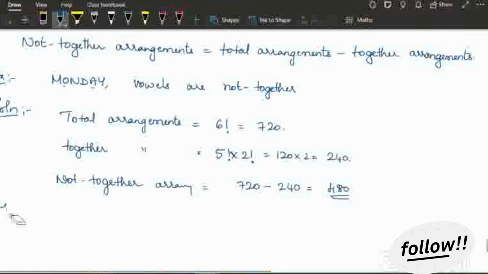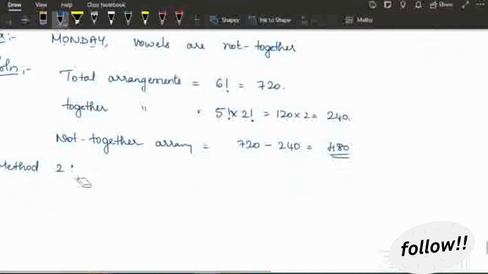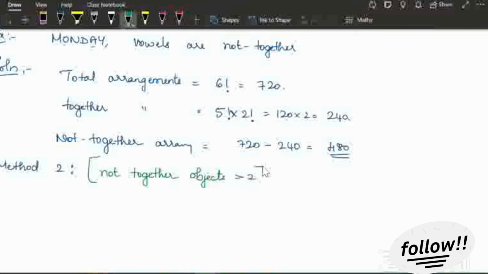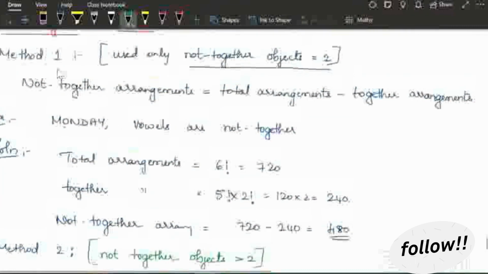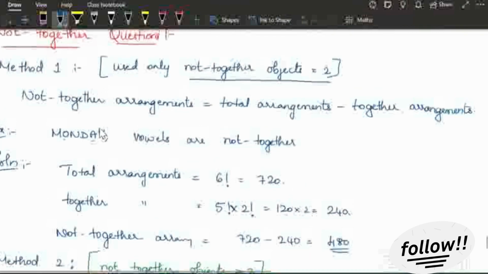And then we have second method, method 2. What is this method 2? If the number of objects which are not supposed to be together is greater than 2. So not together objects, meaning number of not together objects is greater than 2, then method 1 will not work. I'll tell you why. Now, what do you mean by together minus not together?